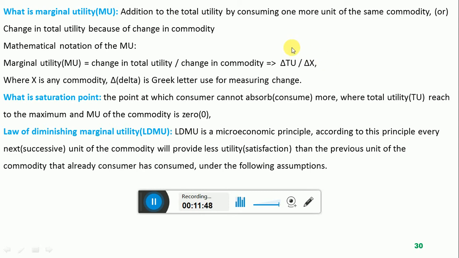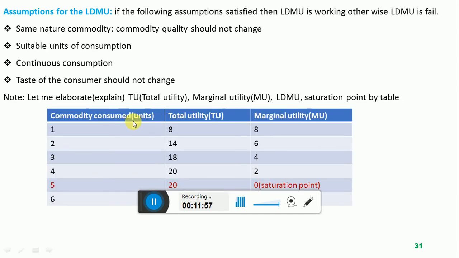Let me take you to the data table to make it clearer and easier. Suppose this is a data table that represents the number of units consumed of the commodity, total utility of the units consumed, and marginal utilities. So commodity consumed units, the first unit. Suppose that commodity is apple. Suppose the consumer is consuming apple. So this is one commodity.